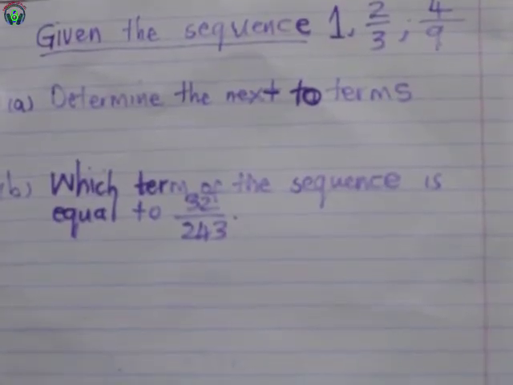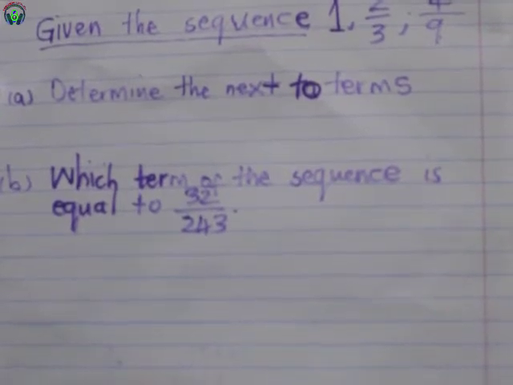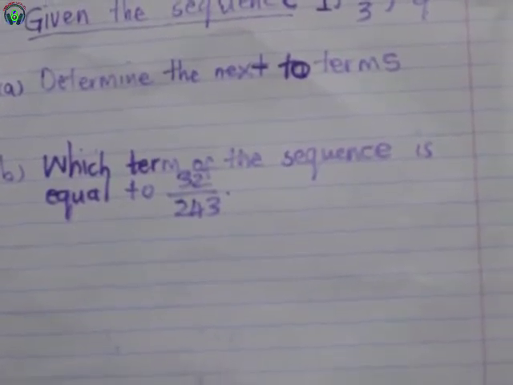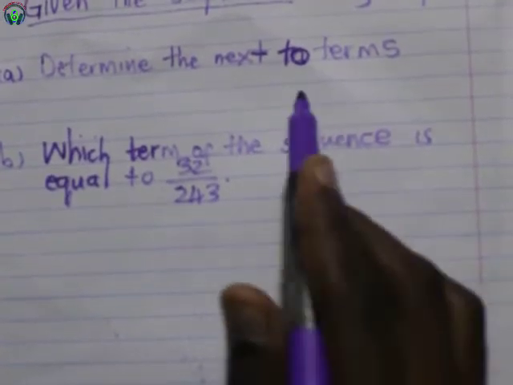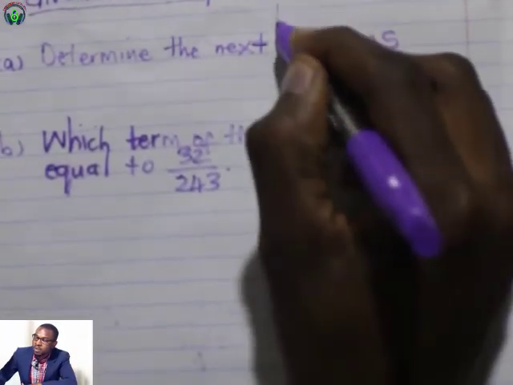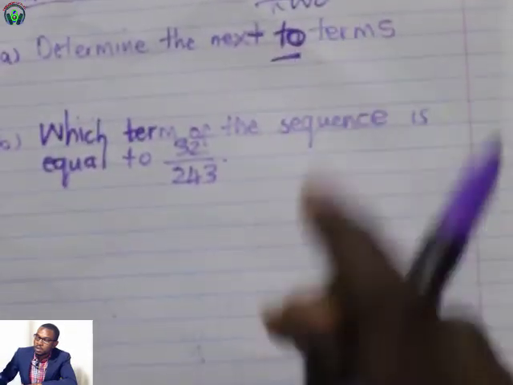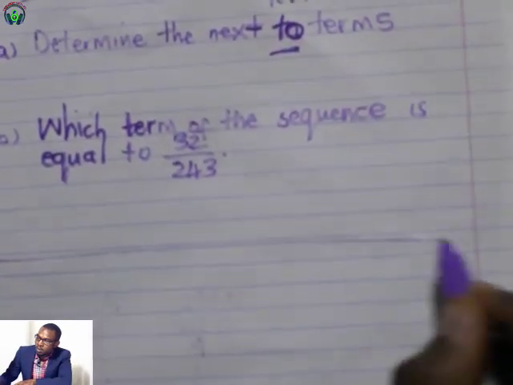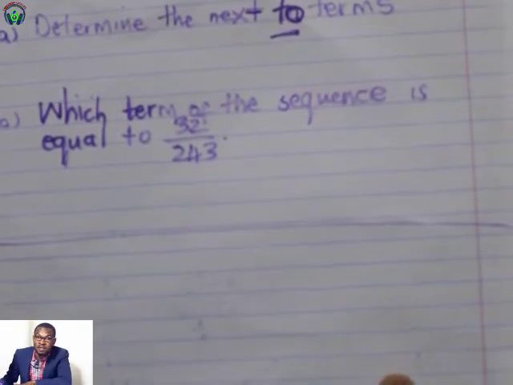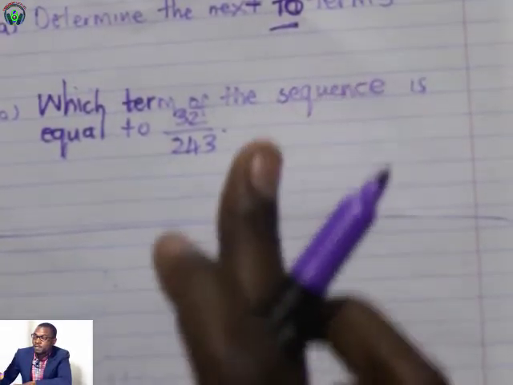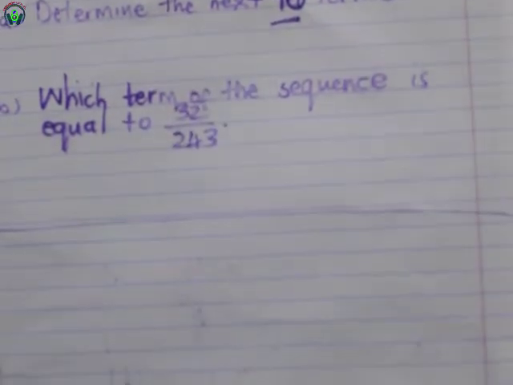Given the sequence 1, 2 over 3, 4 over 9. Our first question is, determine the next 2 terms in the sequence. I'm sorry, this was supposed to be 2. It's 2. So in order for us to get the next 2 terms in the sequence, we must first find the specific formula for this sequence.